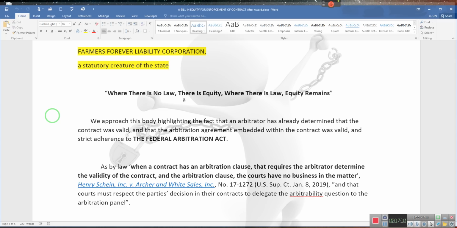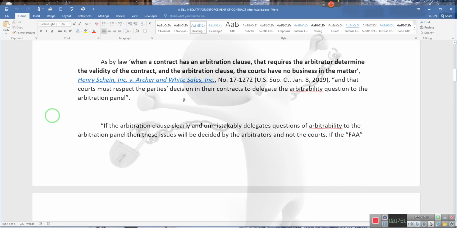Okay? We approach this body highlighting the fact that an arbitrator has already determined that the contract was valid, that the arbitration agreement embedded within the contract was valid, and strict adherence to the Federal Arbitration Act. As by law, when a contract has an arbitration clause that requires an arbitrator to determine the validity of the contract, the courts have no business in the matter for determining whether or not the contract is valid, and or whether or not the arbitration is valid. The courts have no business interfering. That's what the Supreme Court just said.